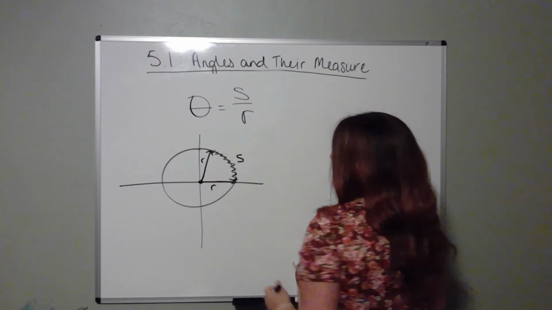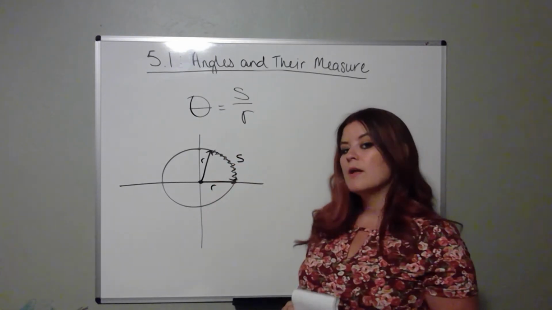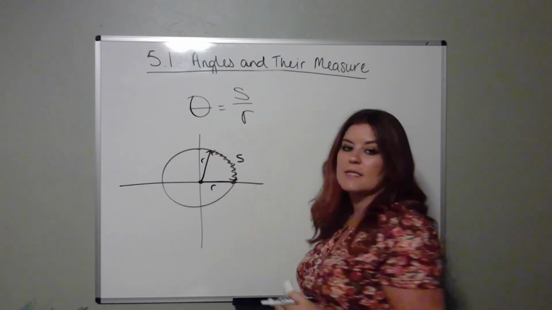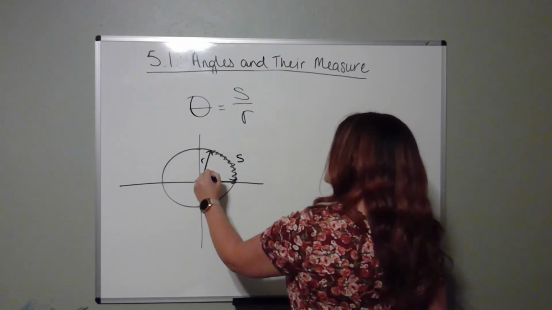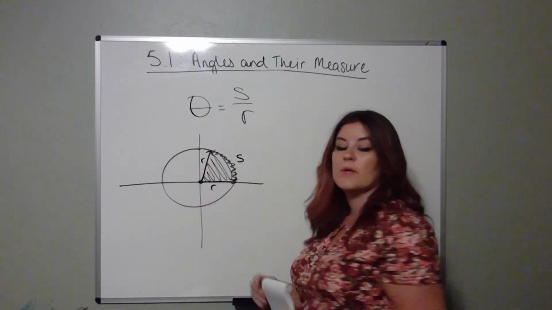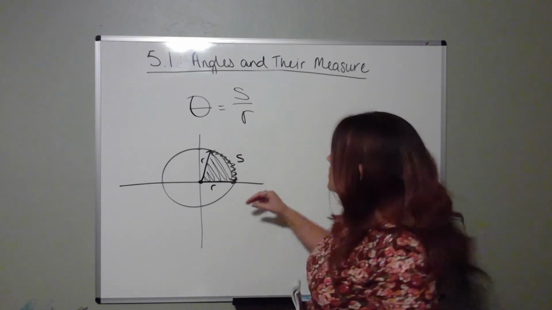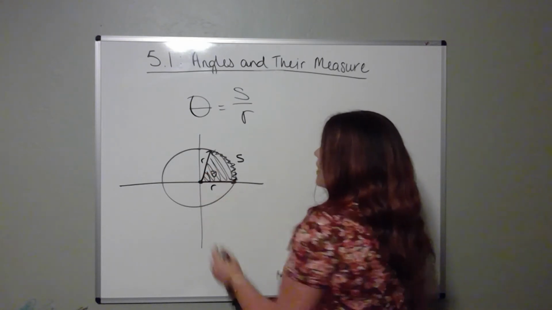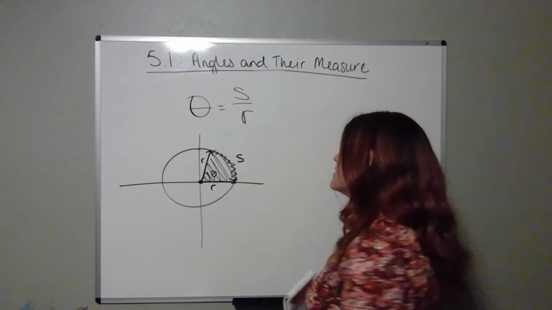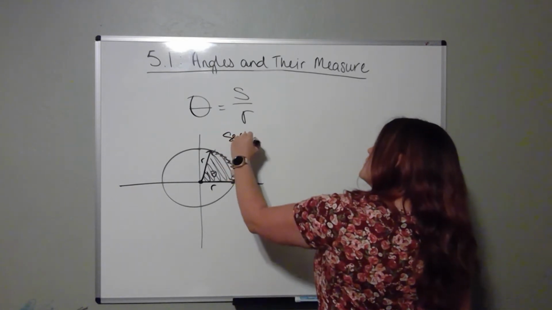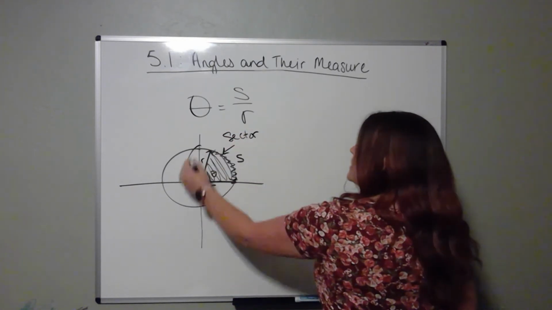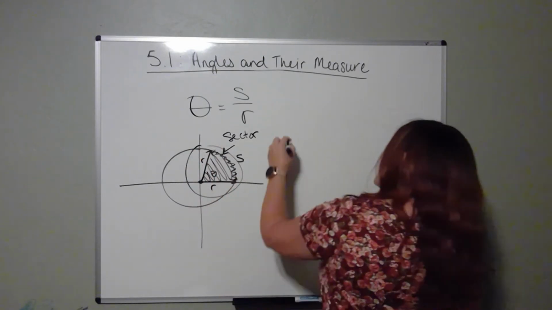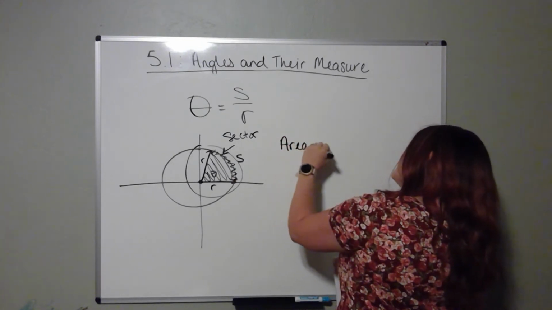Here's your arc length, S. What if I want to know the whole area, not just how long this little piece that intersects on the circle is, but the entire area of what we call a sector of the circle? What sector is our angle theta cutting out of this circle? What I'm looking for is called a sector, this little piece right here, however big or small it may be depending on your angle. I want to find the area of that sector.